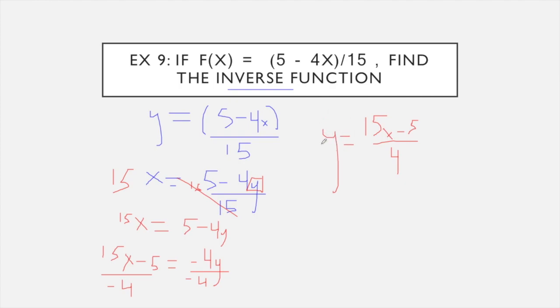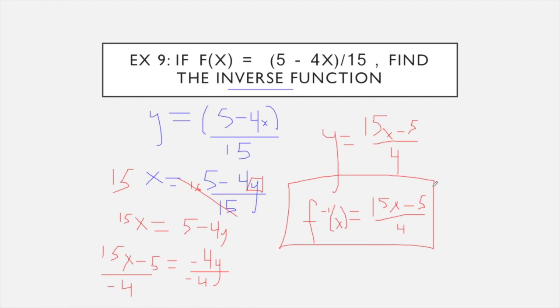But as the last step, we know we don't want the y. This notation isn't good. We want to use the inverse notation that we talked about. So that's our f with a little -1 of x is equal to everything on the right, 15x minus 5, all divided by 4. And there we have our perfect inverse function. So that should make some sense for example 9 as we finish this up and close this chapter.